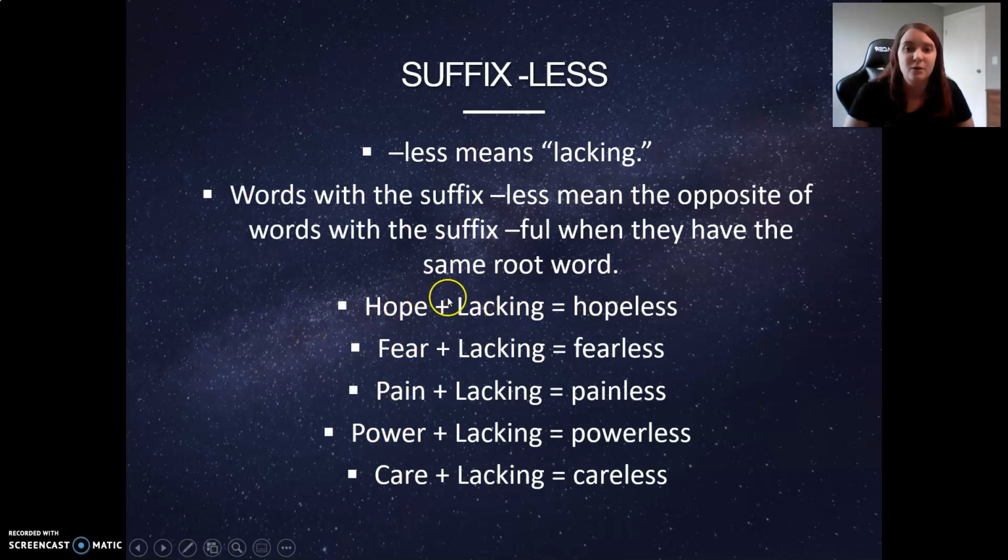So we took the exact same base words we just talked about, and now we're going to be lacking it. So if I'm lacking hope, I'm hopeless. If I'm lacking fear, I'm fearless. If I'm lacking pain, I'm painless. If I'm lacking power, I'm powerless. If I'm lacking care, I'm careless. So those are ways to show that I do not have those things.